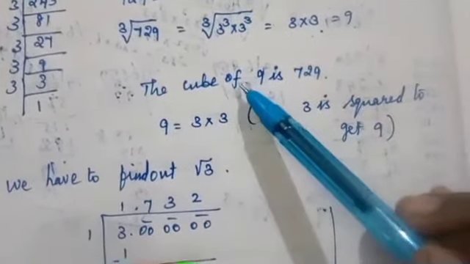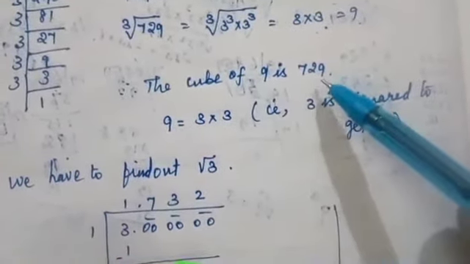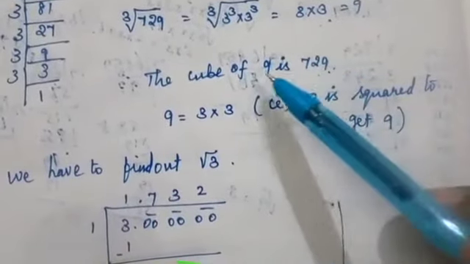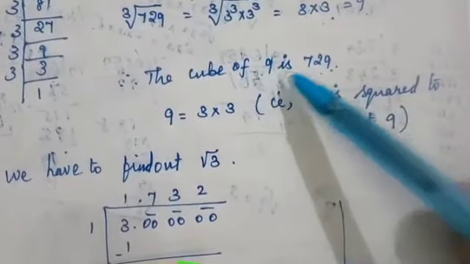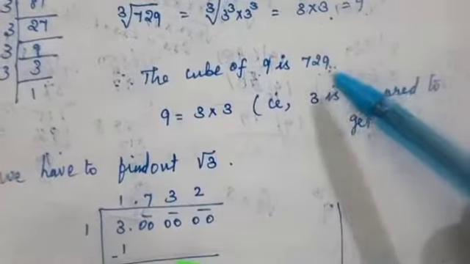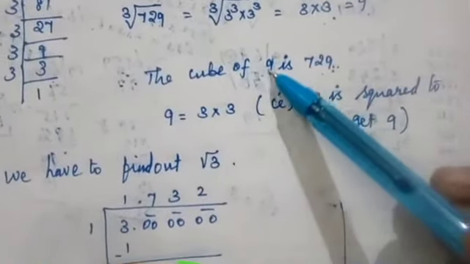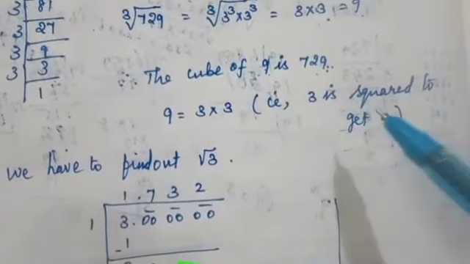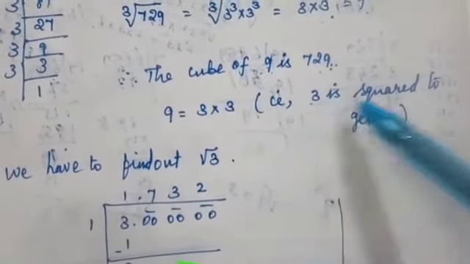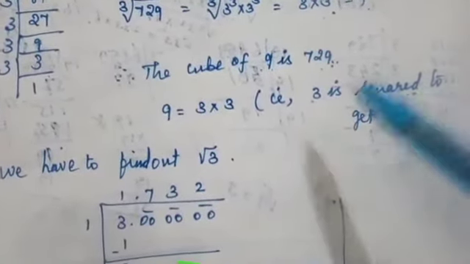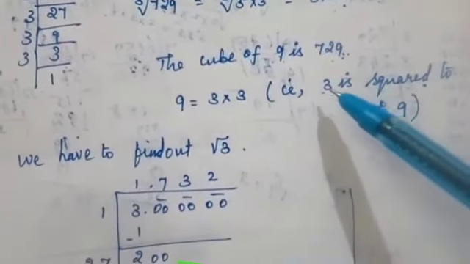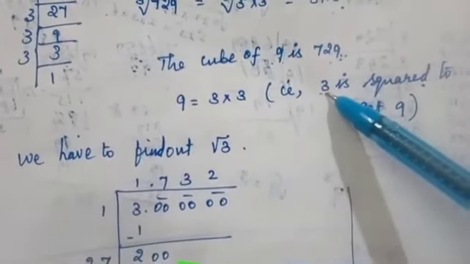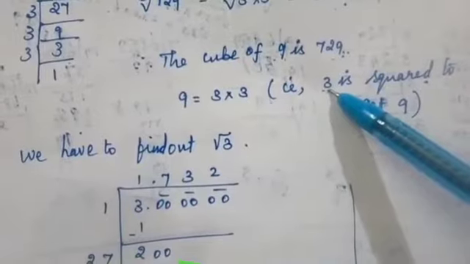Therefore, the cube of 9 is 729. Cube of 9 means 9 cube: 9 into 9 into 9 is 729. So this 9 is equal to 3 into 3. 3 is squared to get 9, 3 square. So we want to find the square root of this number, root 3.